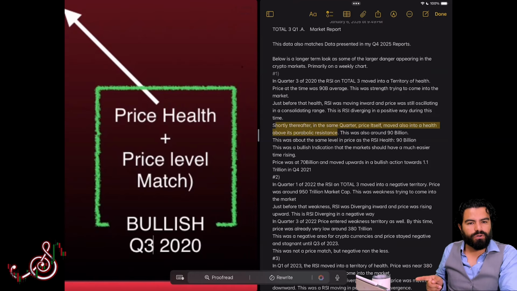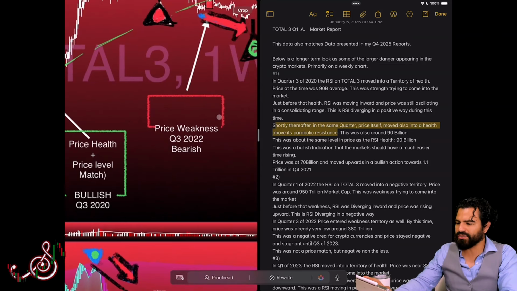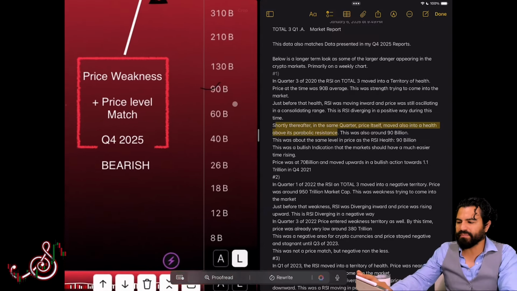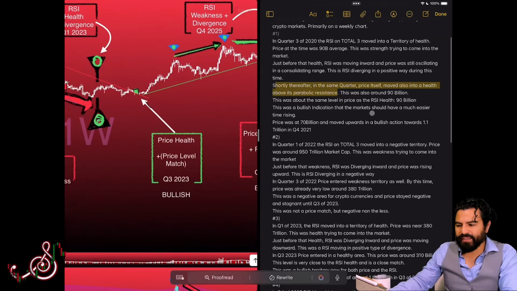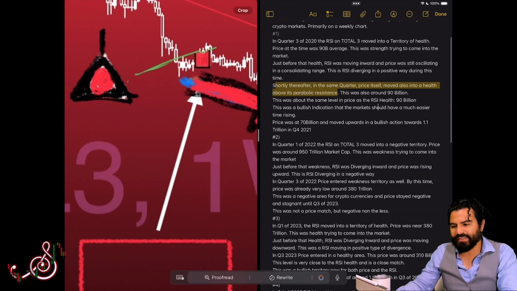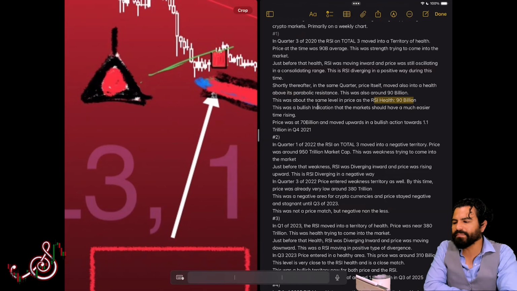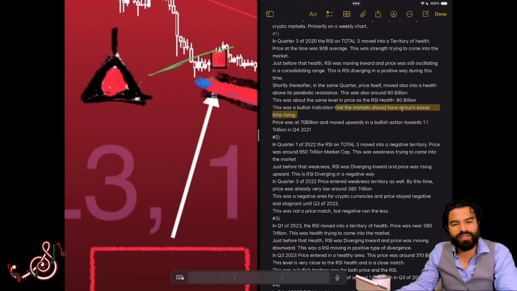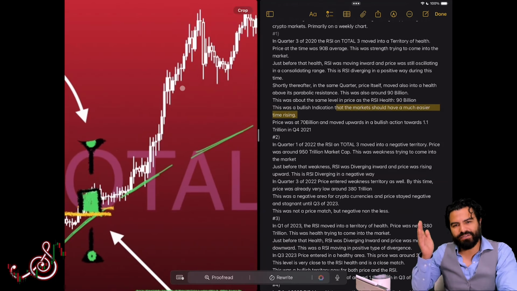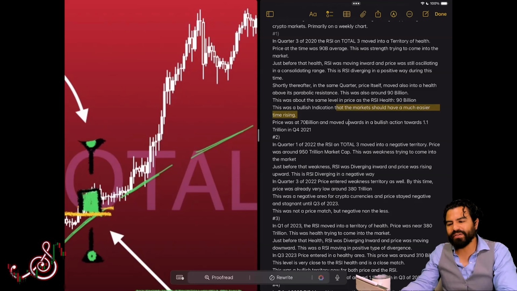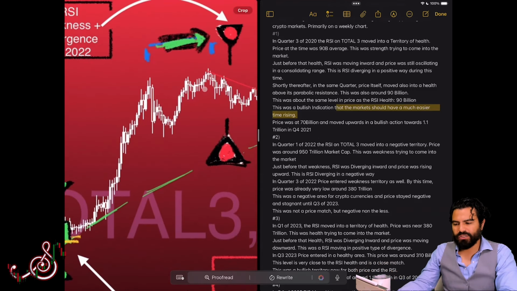This was bullish in Q1 of 2020. This was around $90 billion. So price at the time for the Total 3 market was around 90 billion. All right, this was about the same level in price as the RSI health of 90 billion. This was a bullish indication that the market should have a much easier time rising. And what did the markets do? They had a nice, easier time rising. Price was at 70 billion and moved upward in a bullish action towards 1.1 trillion in Q1 2021.